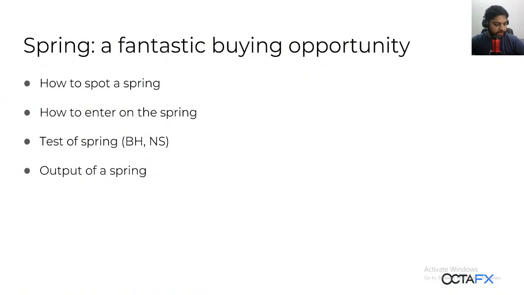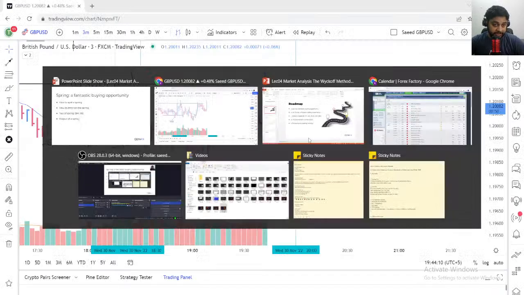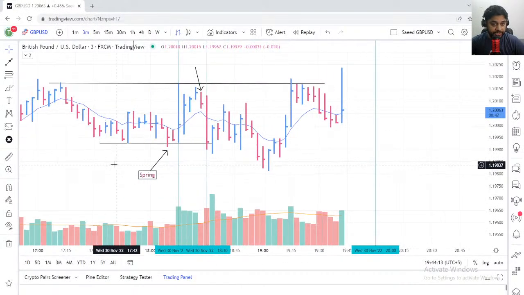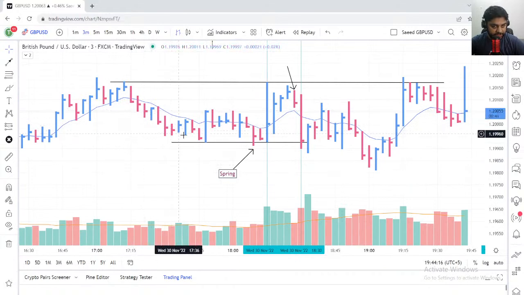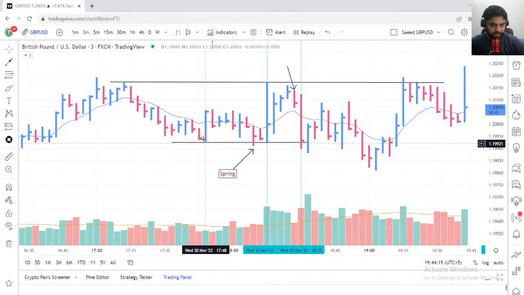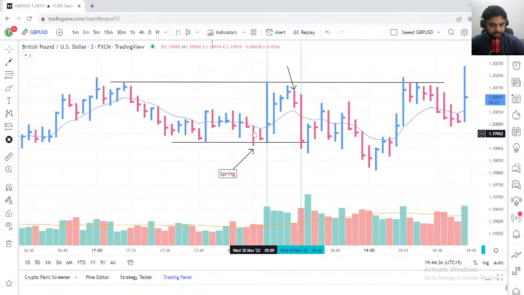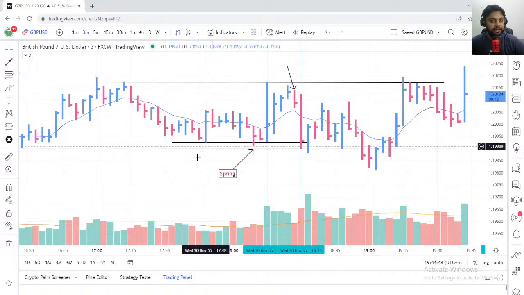Now I already told you how to spot a spring. How to enter the spring? It's very simple, because when you see that the market is rising up over here at this level, you should put a support below this level. Once you put this support level, you will find that the market is coming back to test this support in the form of this spring. So you put your support and then wait for the spring to happen. When the spring happens, you just buy over here and you will have a good, nice trade.